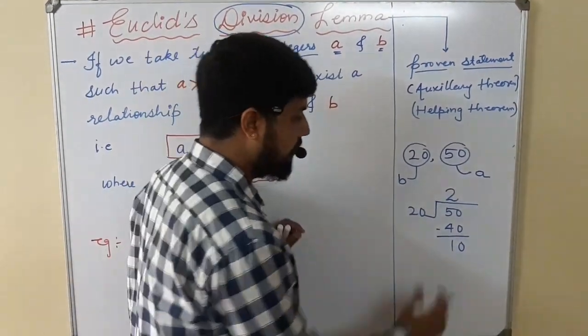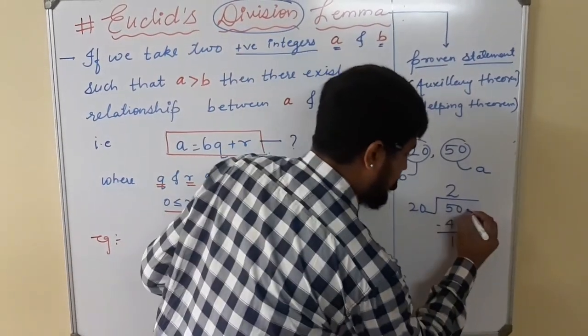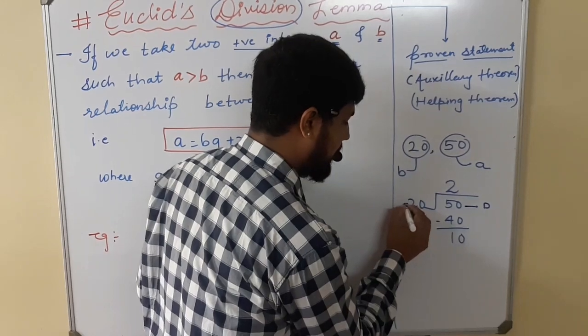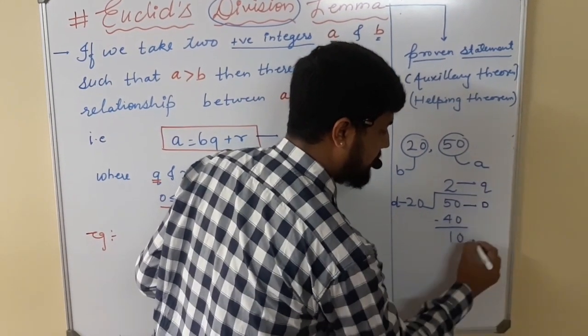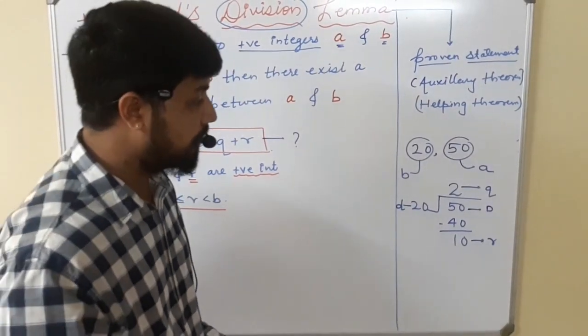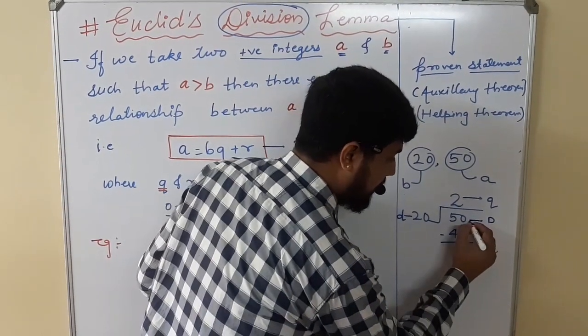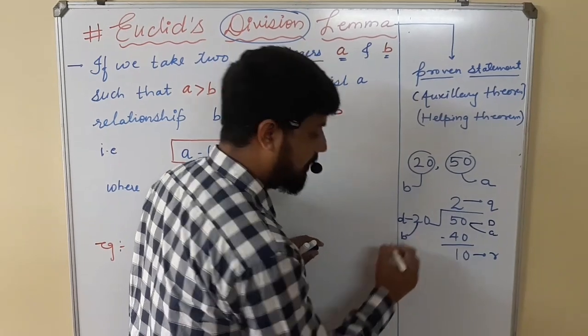Now when we divide the two numbers, this number is known as our dividend, this number is known as our divisor, this number is known as our quotient, and this value is known as our remainder. From this division, we can see that this dividend was our a, and this divisor is our b.